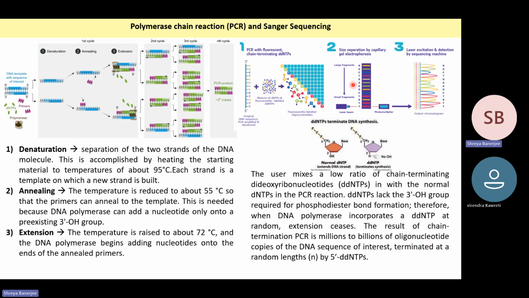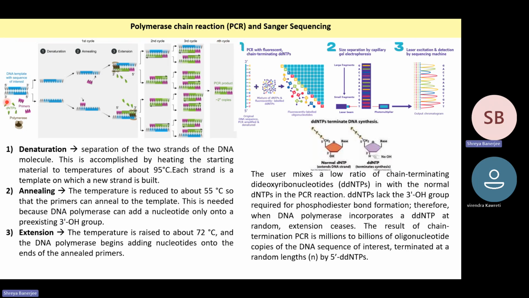After that, the random DNA lengths are separated by capillary gel electrophoresis, where larger fragments move slowly, whereas smaller fragments will move fast through the gel. And finally, by laser excitation, it is detected on a sequencing machine. So that will help you understand the sequence of the DNA. So Sanger sequencing is basically used to find out the DNA sequence when you have an unknown DNA.